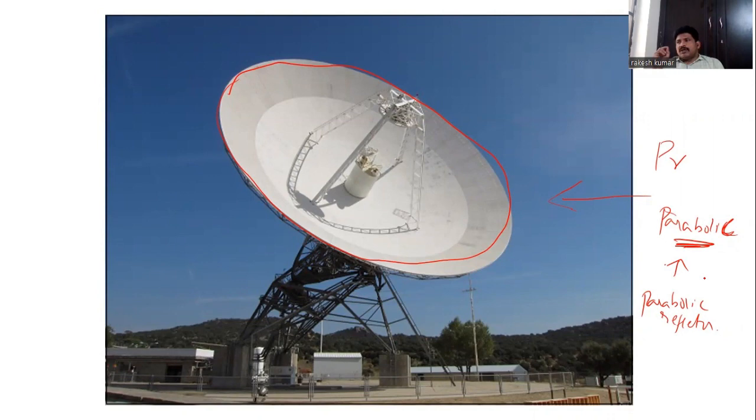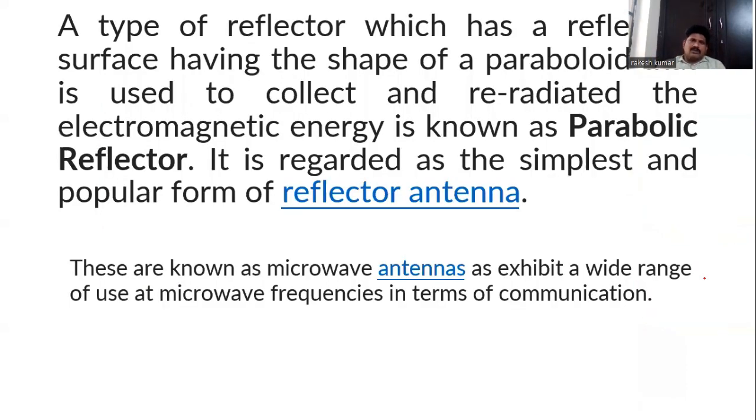Basically, a parabola is the locus of a point which moves in such a way that the distance of the point from a fixed point called the focus, plus the distance from a straight line called the directrix, is constant. Let us see what is meant by directrix. This is a type of reflector which has the reflecting surface in the shape of a paraboloid.